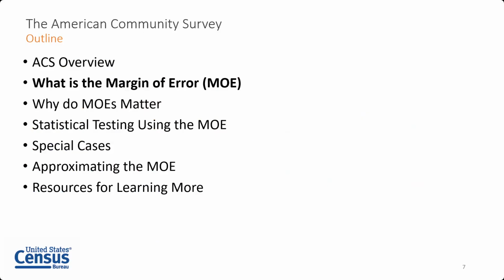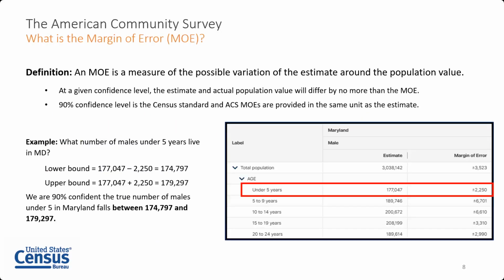So, okay, what is margin of error? Let's get into that now. So because the ACS is based on a sample rather than all housing units and people like the decennial census, ACS estimates have a degree of uncertainty associated with them called sampling error. In general, the larger the sample, the smaller the level of sampling error. So to help users understand the impact of sampling error on data reliability, we provide a margin of error for each ACS estimate.